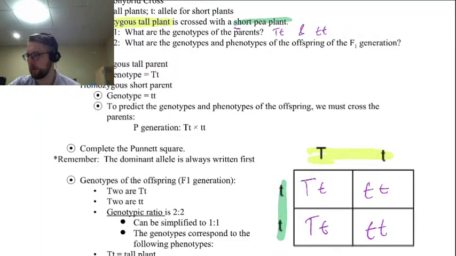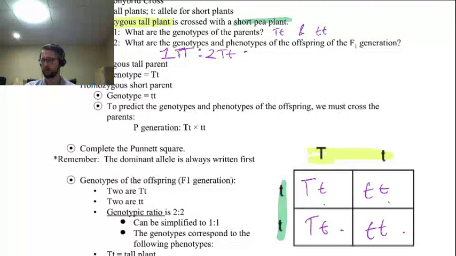Notice they don't have to tell you that it's homozygous, they just have to tell you that it's short. Because by telling you it's short, it's telling you that it has the homozygous recessive genotype, because that's the only genotype that will produce a short plant due to the complete dominance. What are the genotypes and phenotypes of the offspring? Well, the genotypes we can see from our square, 1, 2, 3, 4 genotypes, but 2 of them are the same. So we get 1 TT, 2 heterozygous, and 1 homozygous recessive. And what are the phenotypes? We get 3 who are tall compared to the 1 that is short.